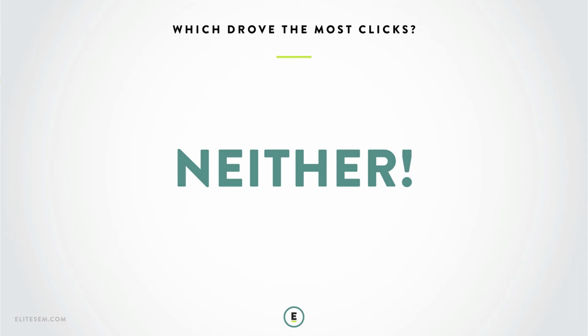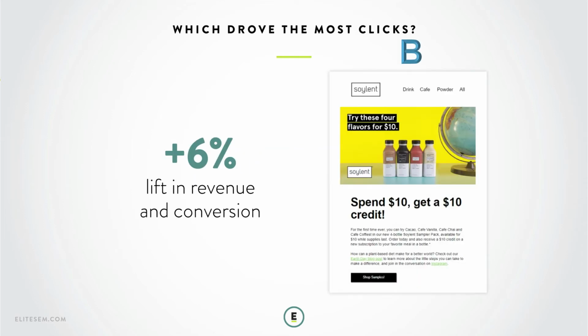Another trick, neither, I know. Don't worry, that was the last one of the tricks. Neither. They both did well, and they both had the same amount of clicks, but this is the weirdest thing. 6% lift in conversion and revenue on version B with the black CTA.